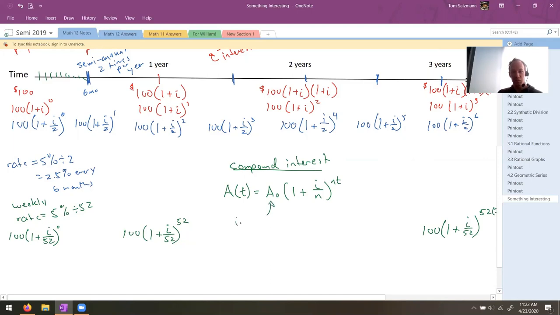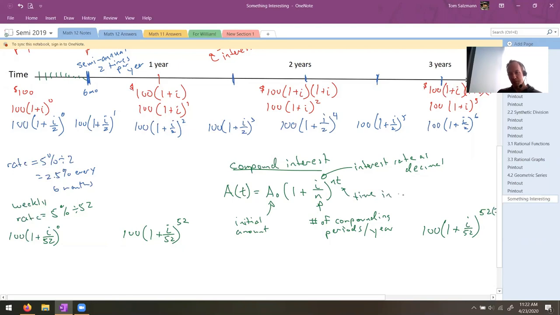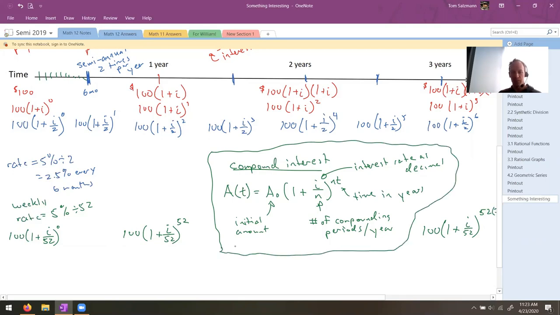This is the initial amount. i is the interest rate, as a decimal. n is the number of compounding periods per year. And of course, t is the time in years. You can use this formula for all sorts of calculations, but there's just something I really want to show you, and we're going to use this formula to figure it out.